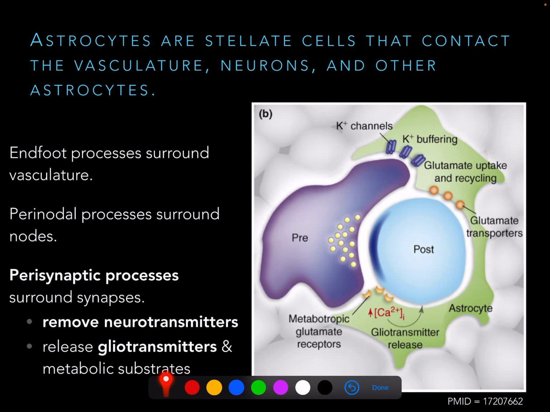The third type of process is the perisynaptic process, that is near the synapse. Okay, here's our presynaptic site, the axon, postsynaptic, the dendrite, and here's the third element, the perisynaptic process. This is there to remove neurotransmitters. Let's say we're spitting out a little glutamate here to excite this postsynaptic neuron. If we don't clean up that glutamate, bad things are going to happen. So we're going to clean that up with the perisynaptic process.